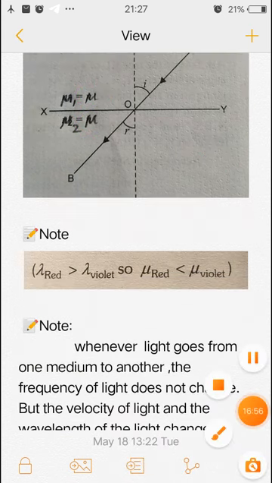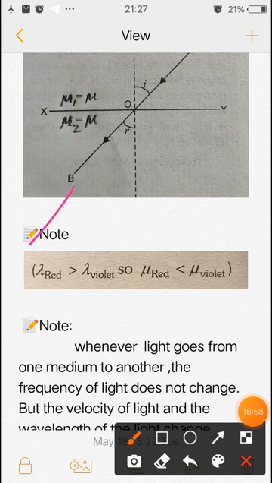The next topic: you have to remember the relation lambda red greater than lambda violet, so mu red less than mu violet.